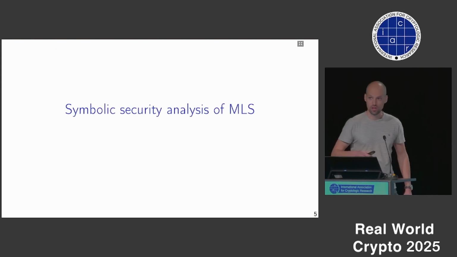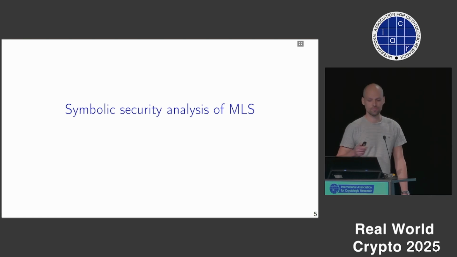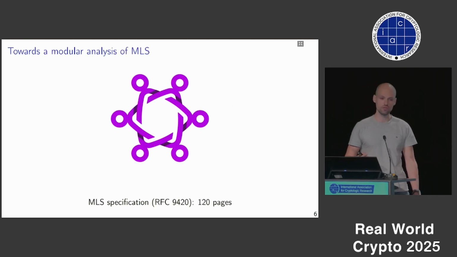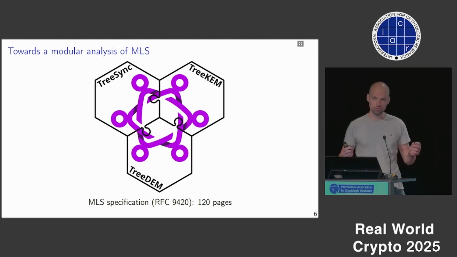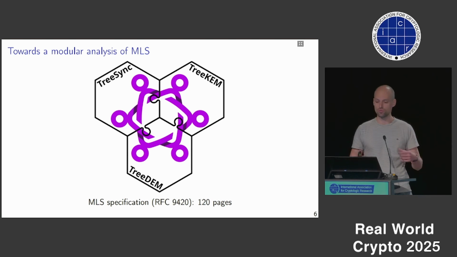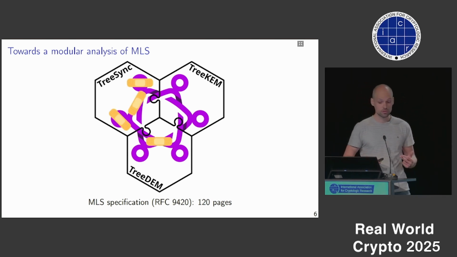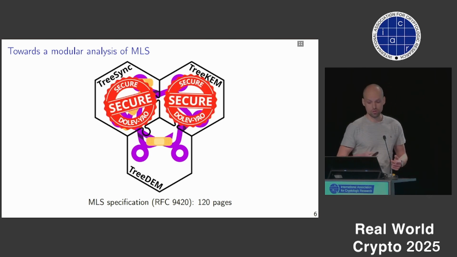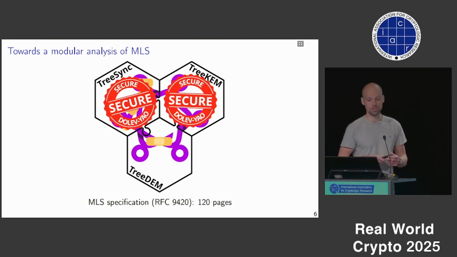So now that I gave some overview of our methodology, let's talk about the analysis itself. In short, what we have done is that we took the MLS protocol written in 120 pages of English. We showed how to modularize it into 3 sub-protocols, which we called TreeSync, TreeKEM, and TreeDEM. We found various design flaws and helped the working group to fix them. And we proved security theorems about TreeSync and TreeKEM in the symbolic model, and TreeDEM is still future work.